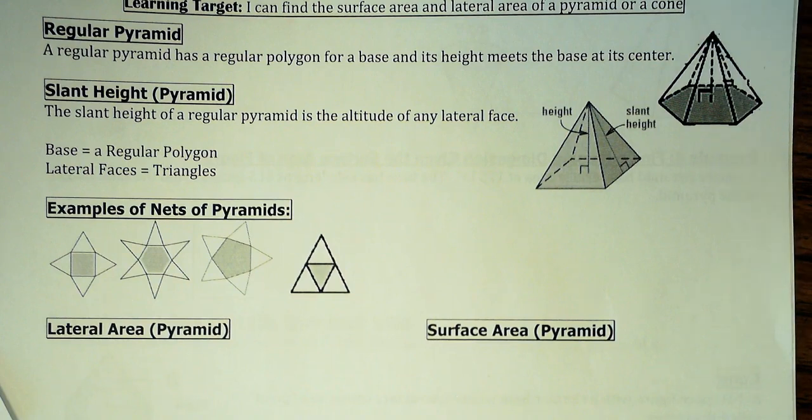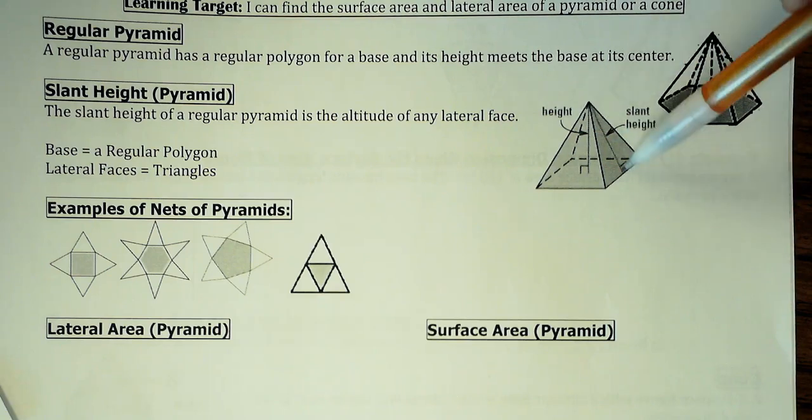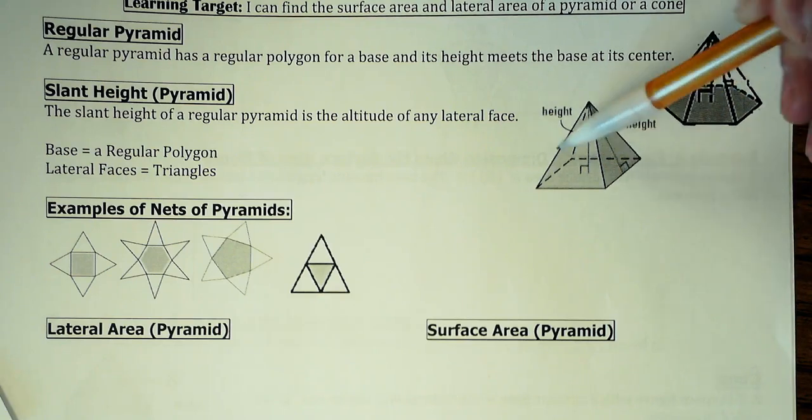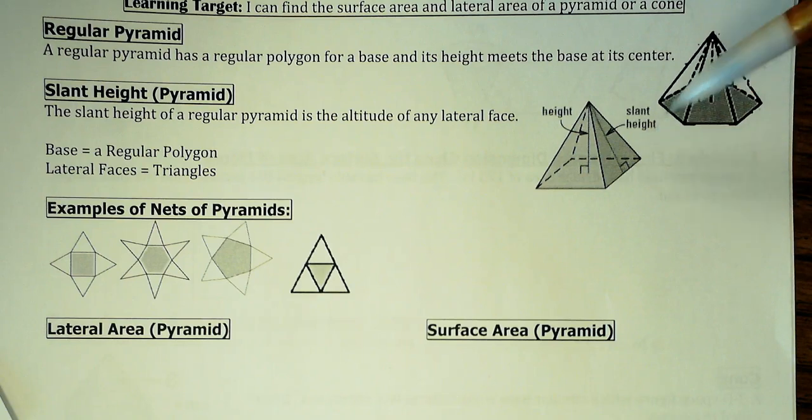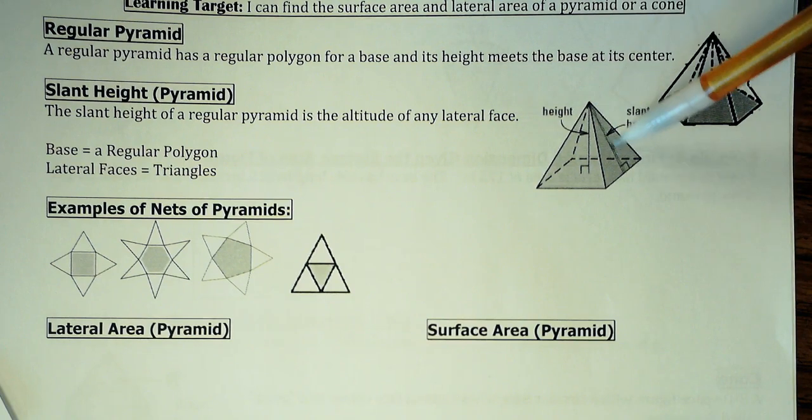So what we use for that is called a slant height. The slant height is the height of each of the lateral faces, each of the triangles that you see in a pyramid when you're looking at it. And so here, the slant height is the height of that triangular face.